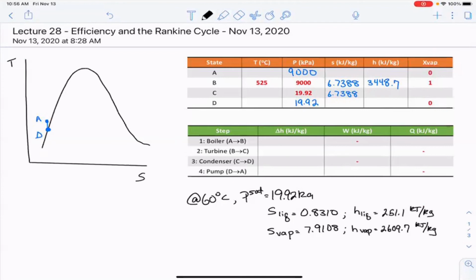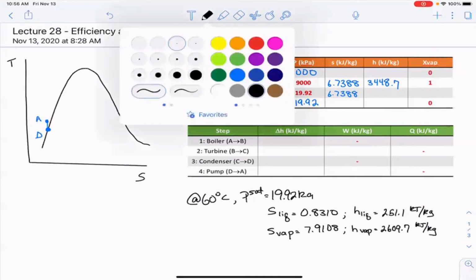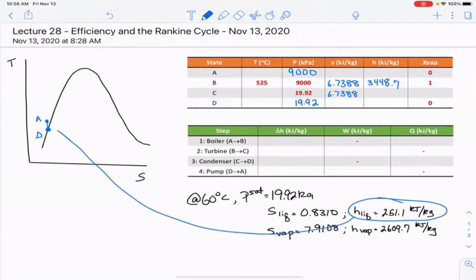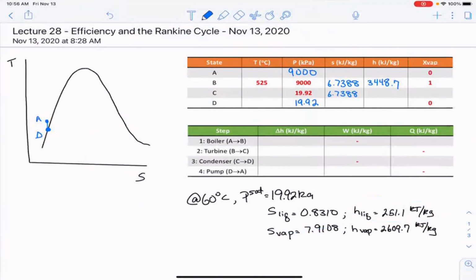Now, one of the things that we do know, if you remember, is that state D is saturated liquid. So this is also the enthalpy at state D, all right? And so we'll write that in the table. So we know that this is going to be 251.1 kilojoules per kilogram. We also can write the entropy value because we have it, although we will not use it, okay? All right, so we're starting to fill out this table.